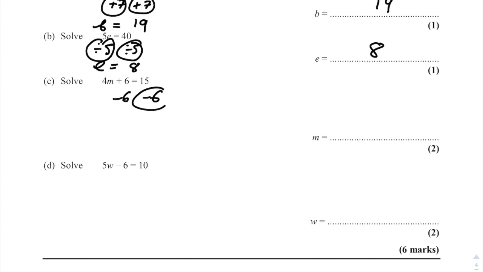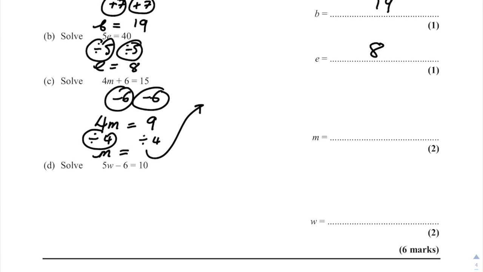And that leaves you with 4m equals 9. So we've got to divide by 4 on both sides. This leaves you with m equals 9 divided by 4, and you can just leave it in that form.